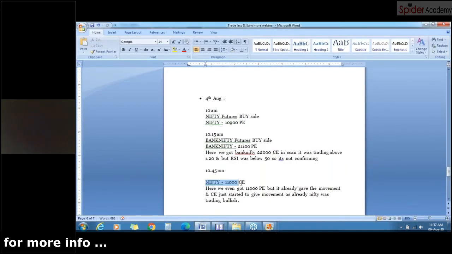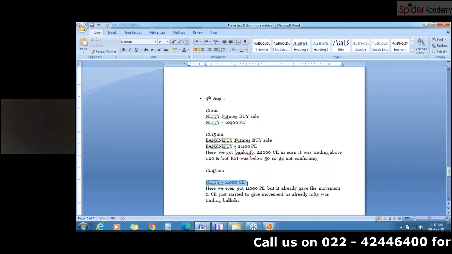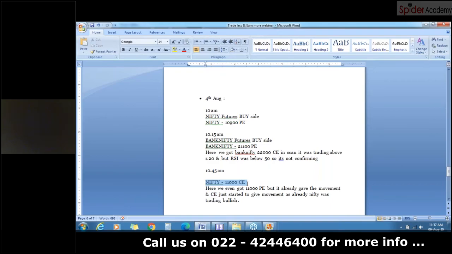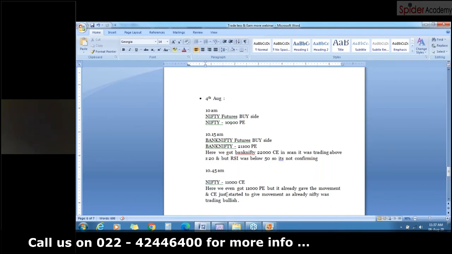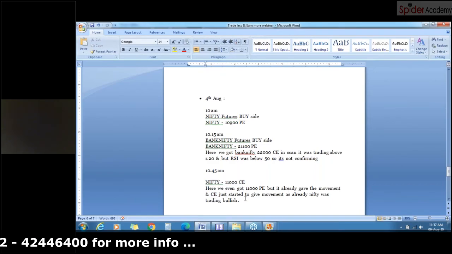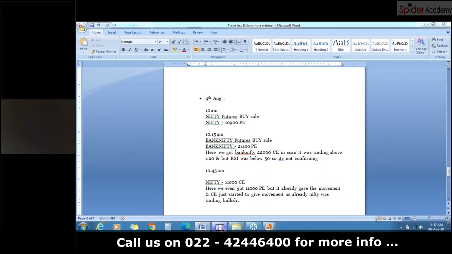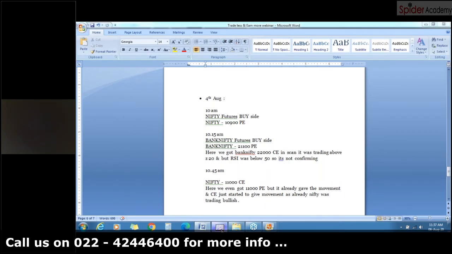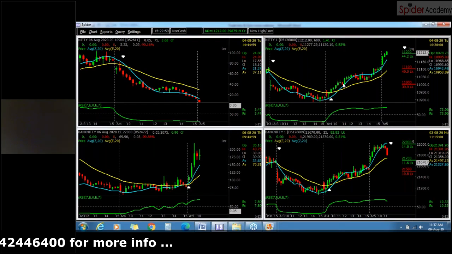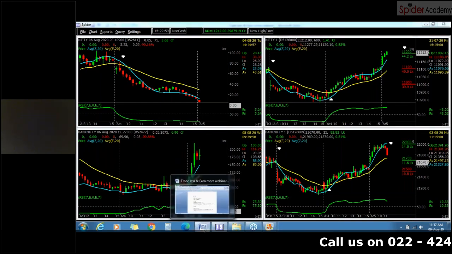Now we will move further to the next date, which was at 10:45 a.m. Nifty 11,000 call came in the scan. Here we even got 11,000 put, but it had already given the momentum, and the call just started to give momentum as Nifty was already trading bullish. On this day, Nifty was already trading above. So we will go and check the strike price of 11,000 call, and I will show you the scan results at that time.